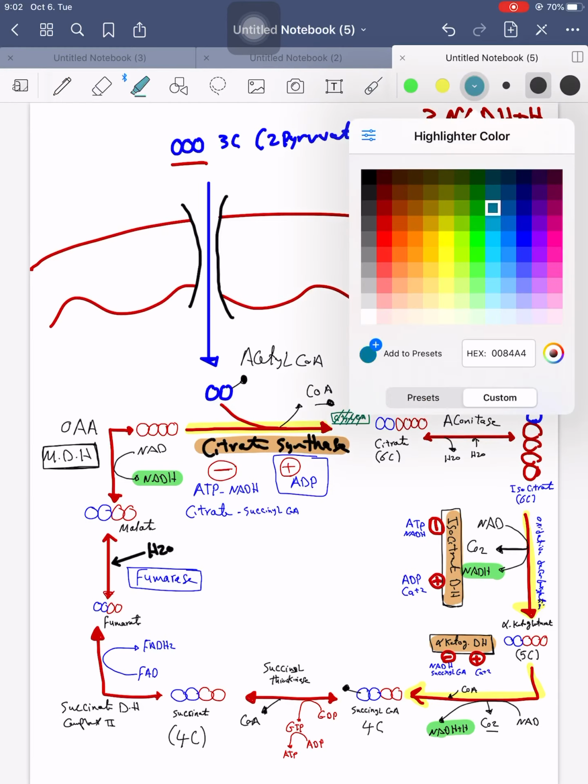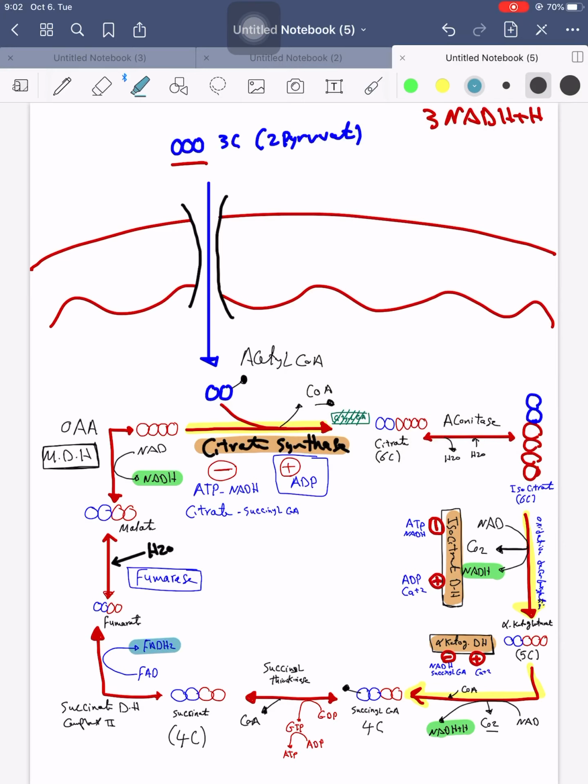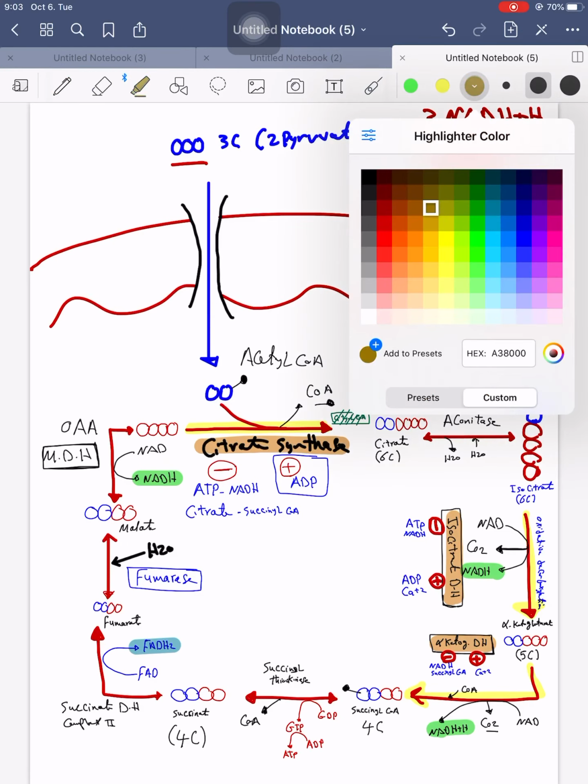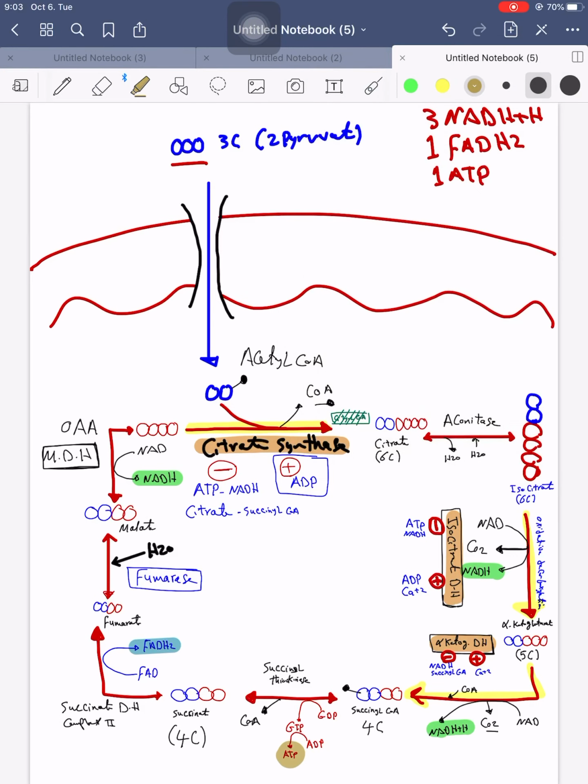How many FADH2? FADH2 is coming from succinate to fumarate. How many? 1. I'm talking about what is produced from one acetyl coenzyme A. Okay, and how many ATP? We're producing 1 ATP. Where is it from? Can you see? From succinyl coenzyme A to succinate, we're producing 1 ATP.